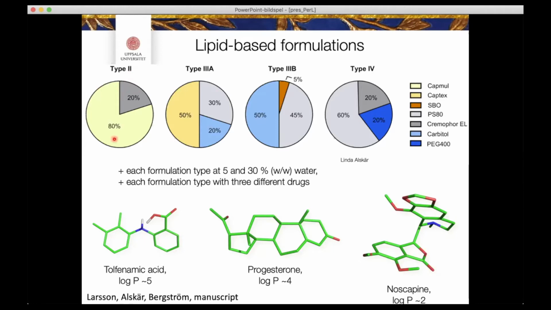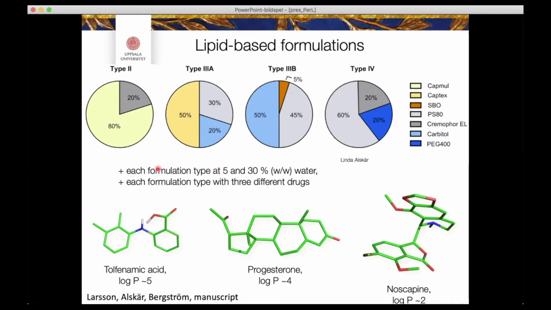As you can see here, type 2 contains, for the most part, lipids. Going over to type 3A and type 3B, the lipid content is reduced somewhat, and you add in additional surfactants and excipients, in this case carbitol and PEG 400, or carbitol and polysorbate 80 in the case of the type 3 lipid-based formulation. And then finally, we have the type 4 lipid-based formulation, which essentially does not contain any lipids at all, at least in this case, but is made up of only surfactants and other excipients.